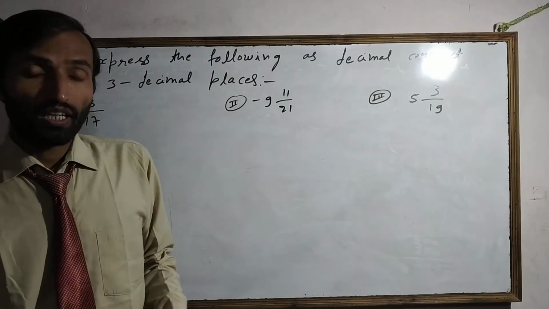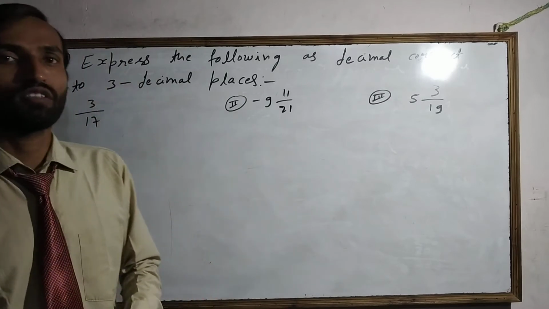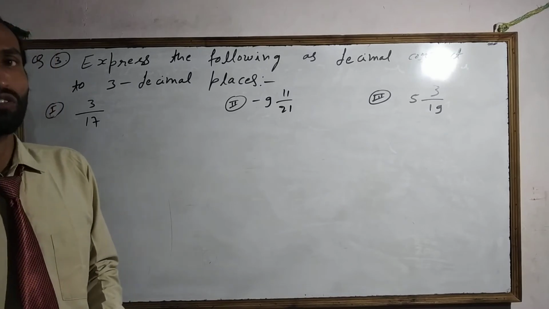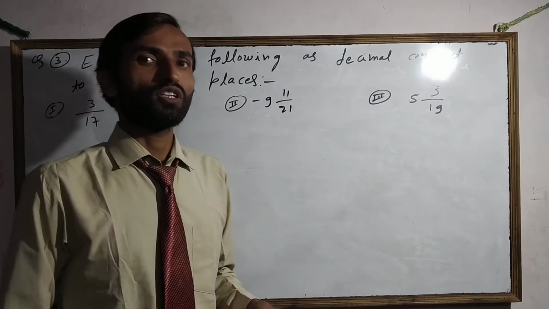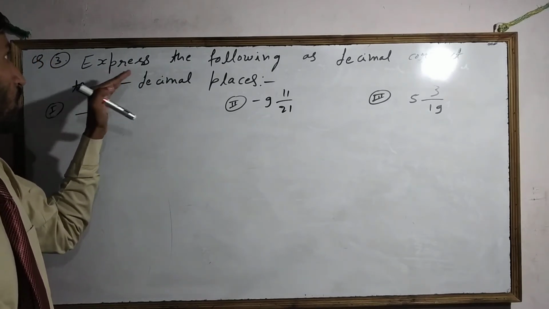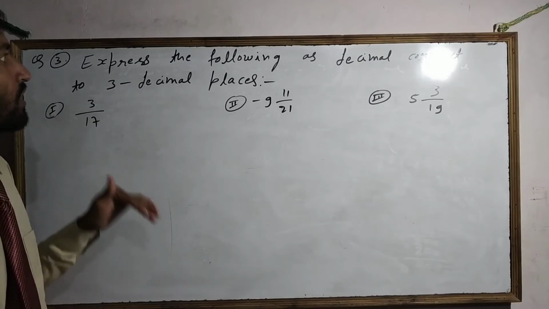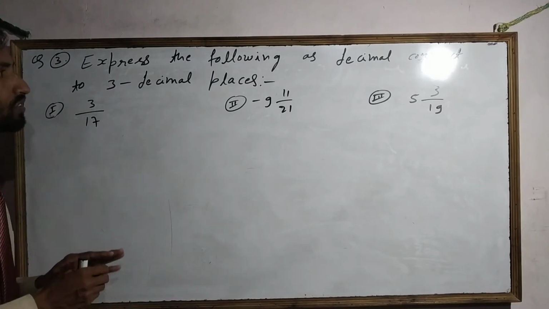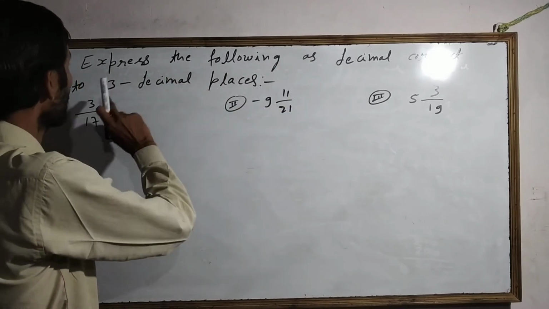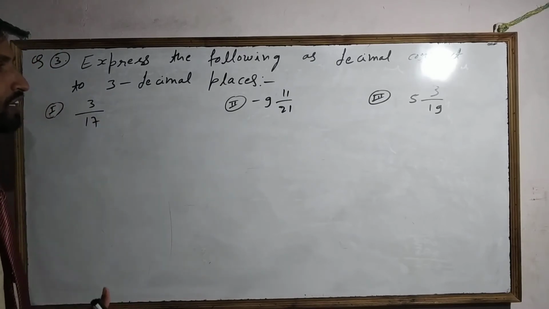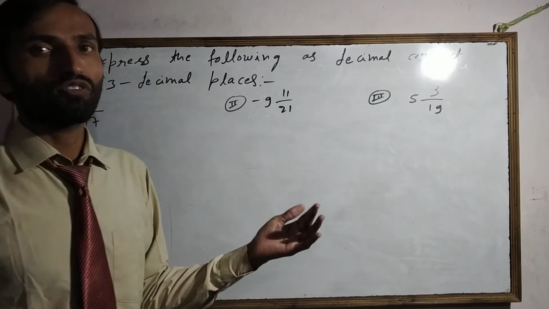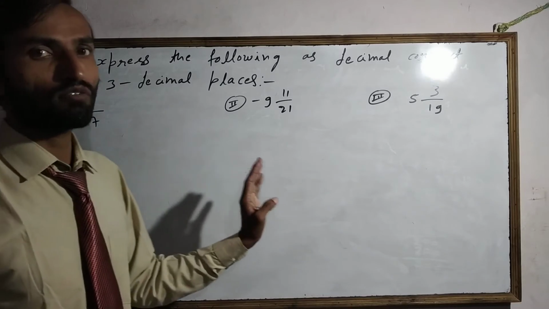Hello students, the last question we have seen was again a repeating decimal, meaning whatever we are dividing, the remainder never comes 0. The same type of question is next, question number 3, but in this question a limited number of decimal places is given. Express the following as a decimal correct to 3 decimal places. Whatever number is given, divide up to 4 decimal places, round off the 4th place, and give the answer up to 3 decimal places.